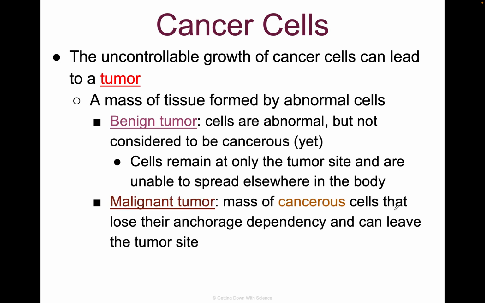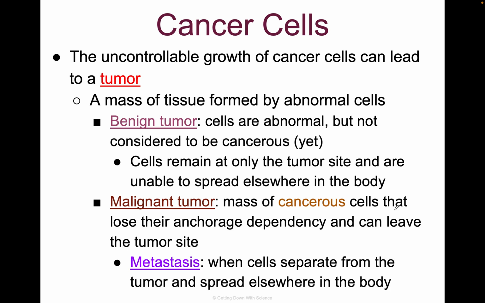A malignant tumor is cancerous. They lose their anchorage dependency and can leave the tumor site. When they do, we call it metastasis. So if you ever hear someone saying, oh, they have metastasized cancer, this is what they mean, that a malignant tumor spread somewhere else. Oh, there it is right there. When a cell separates from the tumor and spreads somewhere else in the body.